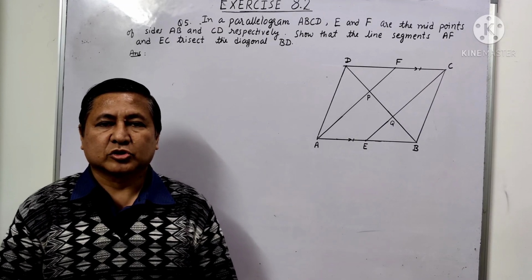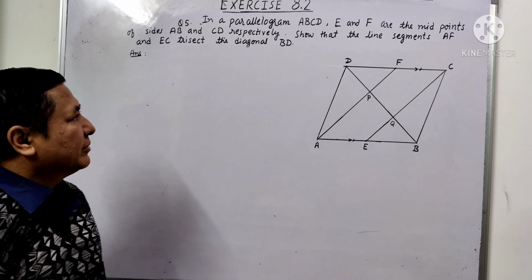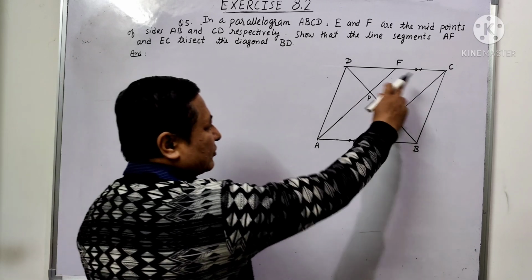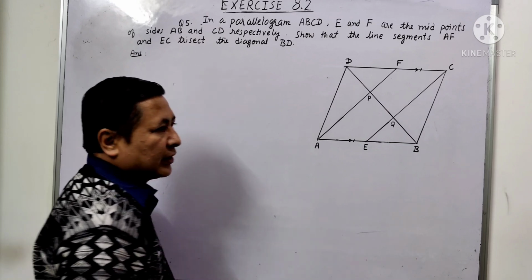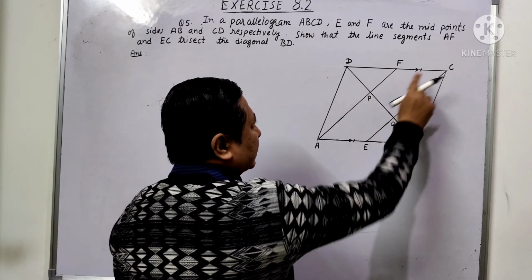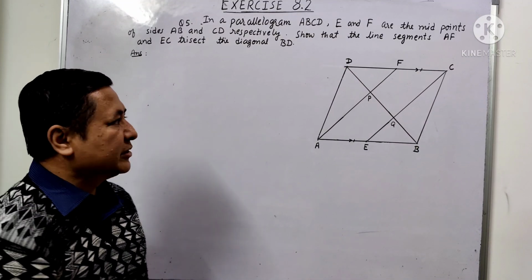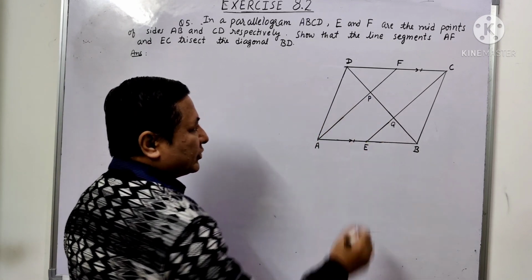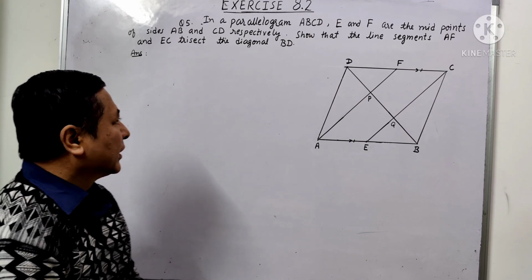Now let us solve question number 5 of exercise 8.2. In a parallelogram ABCD, E and F are the midpoints of AB and CD. ABCD is a parallelogram given and E and F are midpoints of AB and CD. And we have to show that the line segments AF and EC trisect the diagonal BD. That means it divides it into three equal parts, DP, PQ and QB. So we have to prove that DP is equal to PQ is equal to QB.